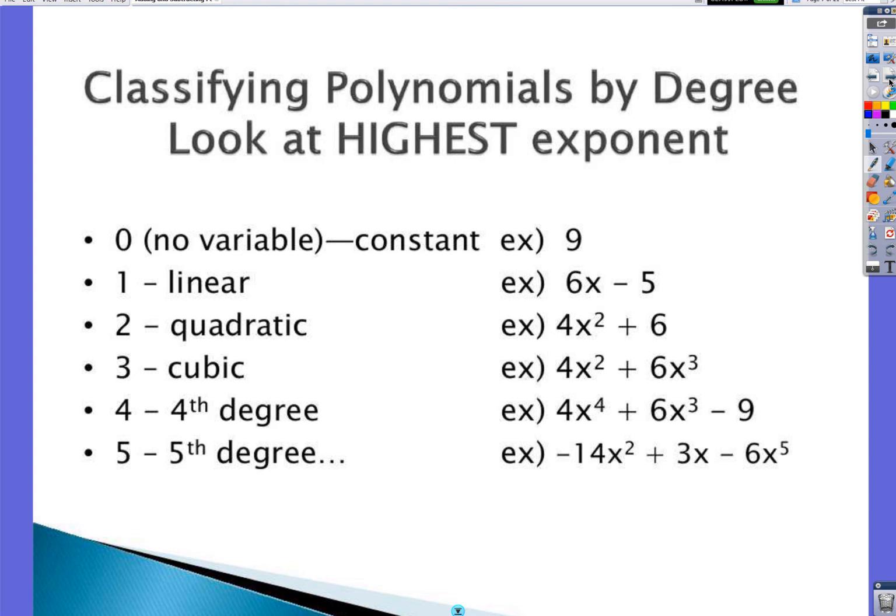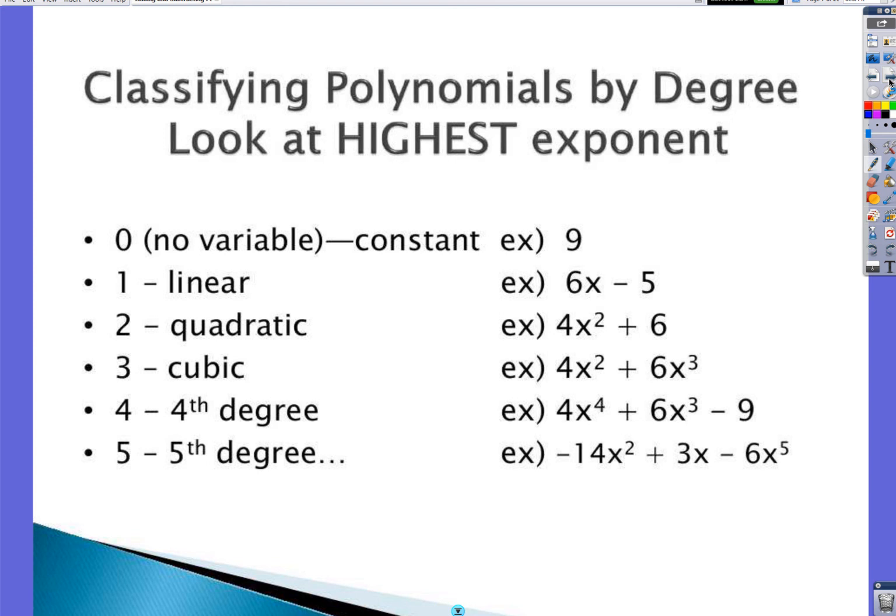A first degree polynomial is known as linear. Linear is an adjective. It describes a noun. A linear polynomial is where the biggest exponent is a 1. Here on this slide, they give you examples of each. Quadratic. Quadratic is for second degree. Cubic is for third degree.